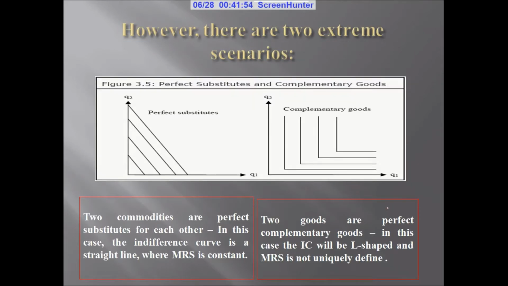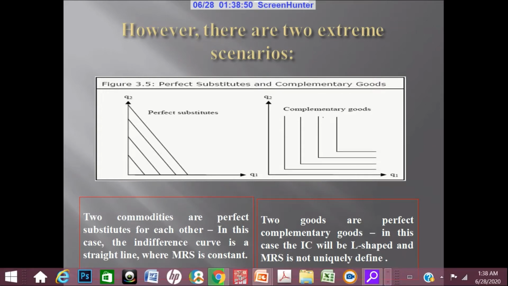These are two extreme scenarios, perfect substitutes and perfect complements. Here the goods are perfect substitutes of one another. The individual regards the goods as perfectly interchangeable. The consumer considers the two goods identical, or any one unit of one good as exactly the same as any one unit of the other good. There is no difference between these two goods. These goods are perfect substitutes.